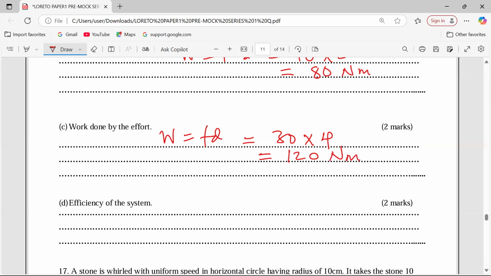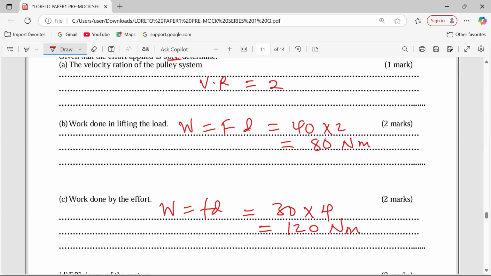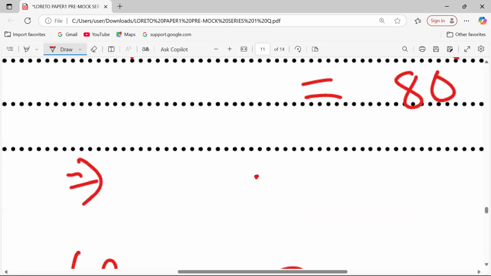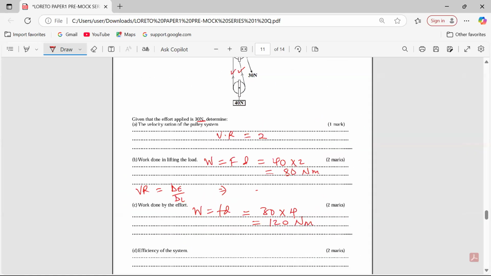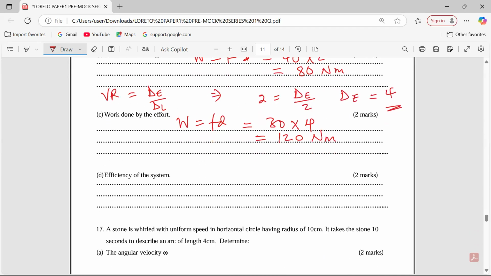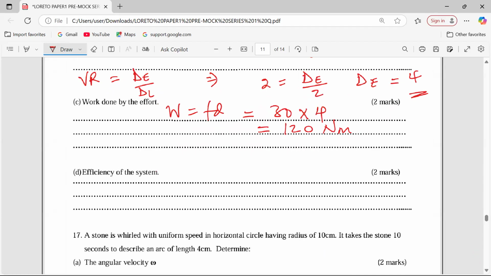The reason we're using effort distances for, we're supposed to know that velocity ratio is given by distance of effort out of distance of load. Now, 2 is given by, because the velocity ratio is already known, 2 is given by distance of effort out of the distance through which the load is going to raise. So distance of effort will be 2 times 2, which is 4 meters. That way. 2 meters that way. There are 4 meters.